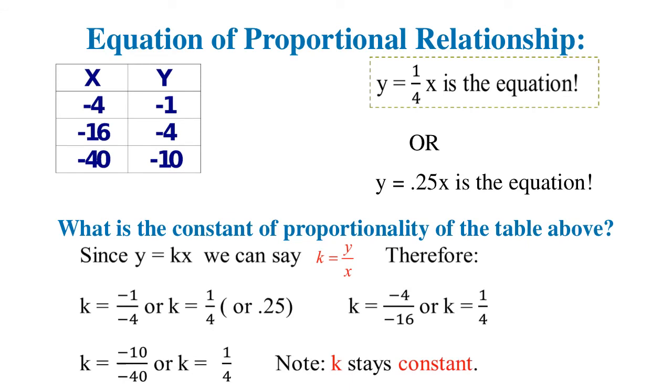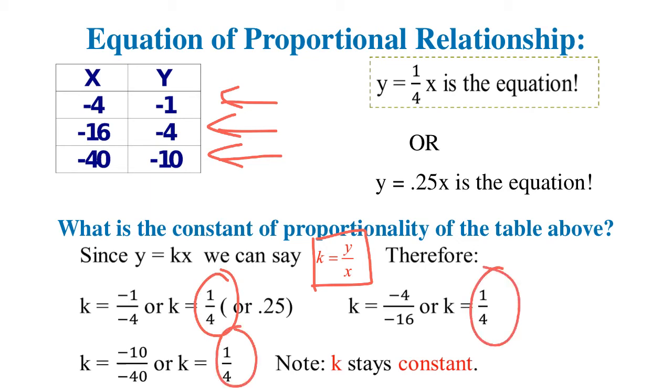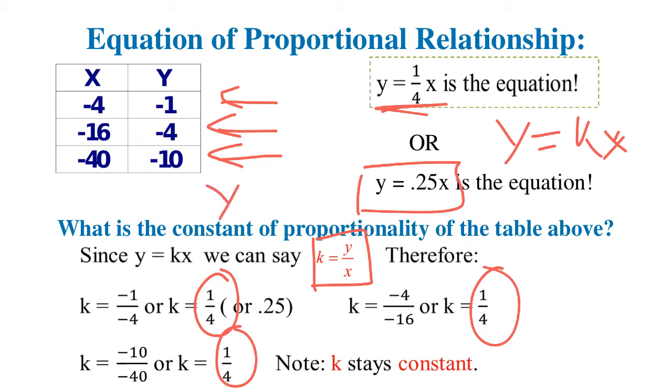All right, one more. So we have a table that involves negatives. If x is negative 4, y is negative 1. If x is negative 16, y is negative 4. If x is negative 40, y is negative 10. What's the constant of proportionality? Again, take any set of x and y, divide them, y over x, and it doesn't matter what set you pick, you end up with positive 1/4. Put that into our equation of y equals kx, and you can leave it as y equals 1/4 x. You could put it as y equals 0.25x because that's just equivalent to 1/4. You could even write y equals x over 4 because multiplying by a fourth is the same as dividing by 4.